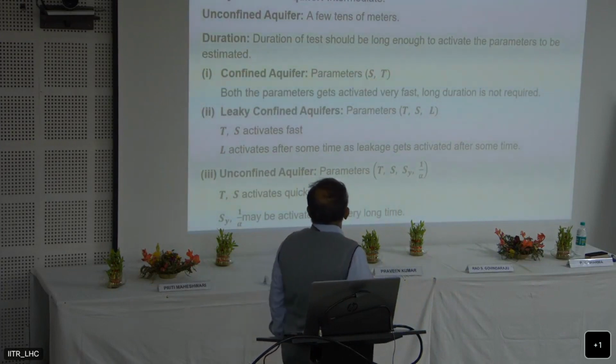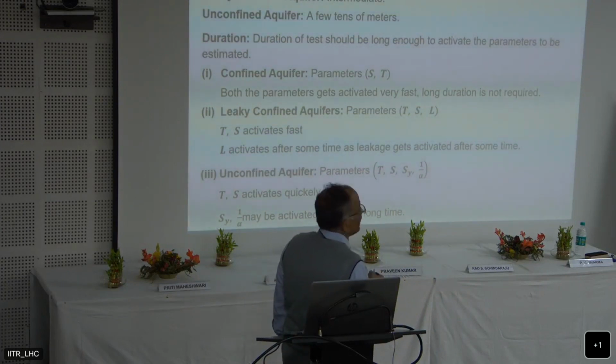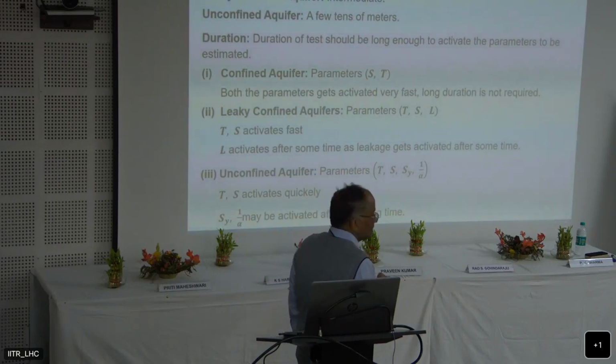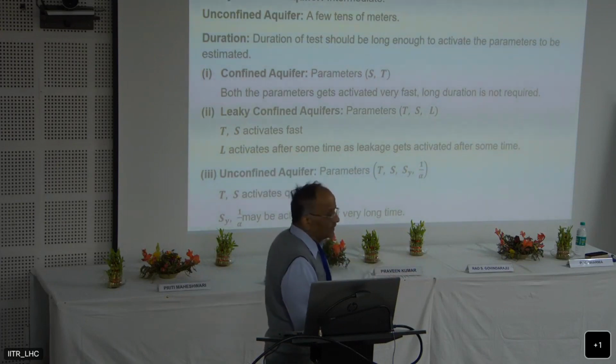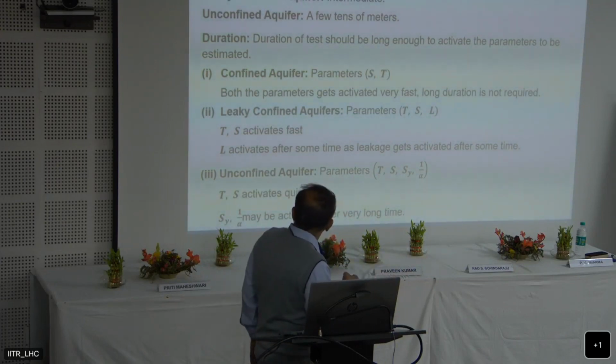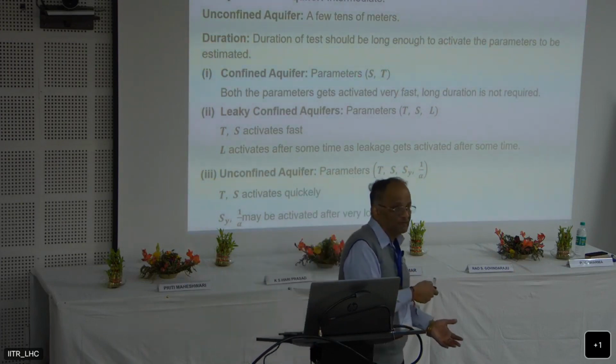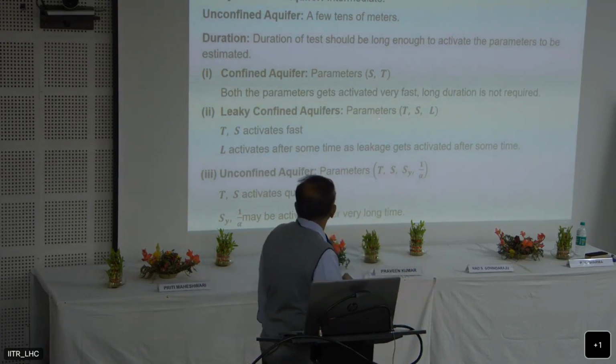Typically, variations of drawdown in the different aquifers: in confined aquifers, the drawdown levels are usually a few hundred meters. In unconfined aquifers, it is in the order of maybe tens of meters. But in leaky aquifers, it is in between. The duration of the test also should be long enough to activate the parameters. That means you should run it for quite a long time so that you get the parameters properly.